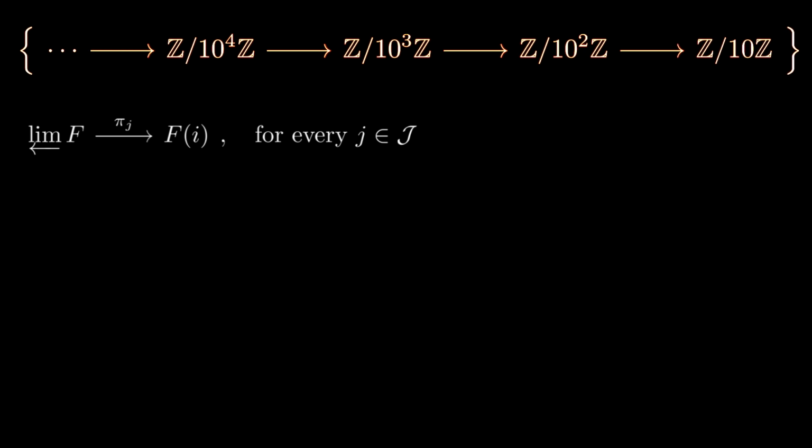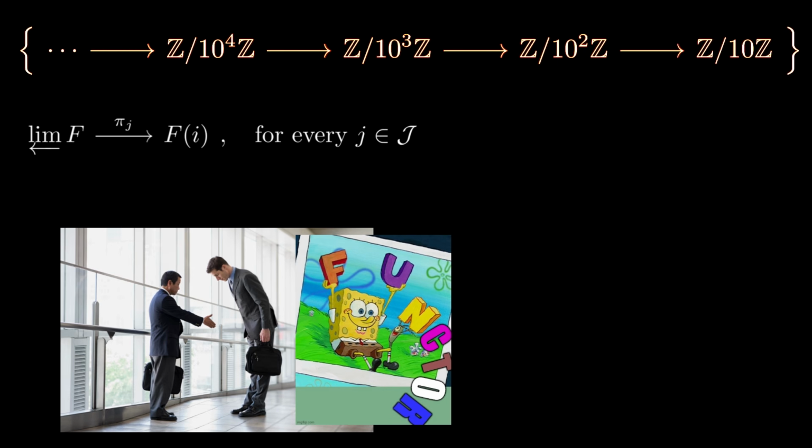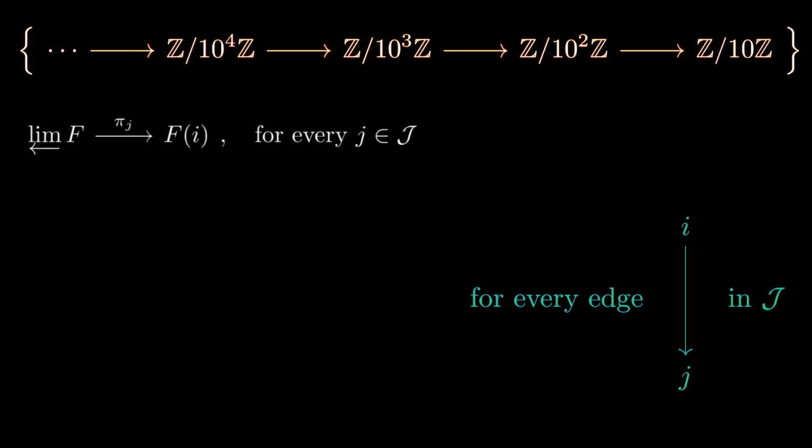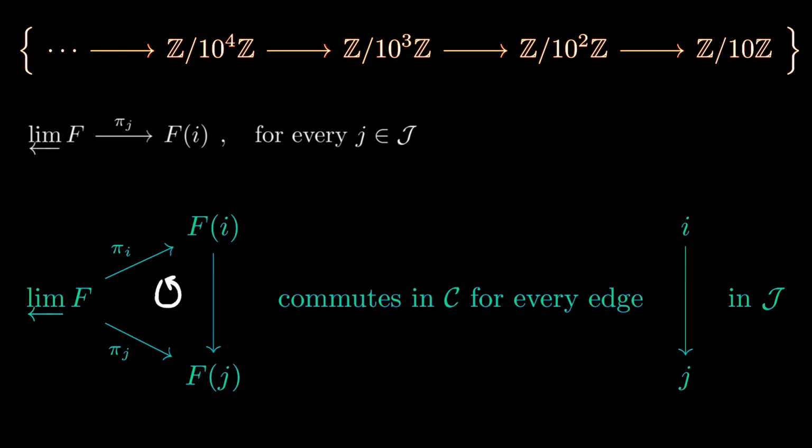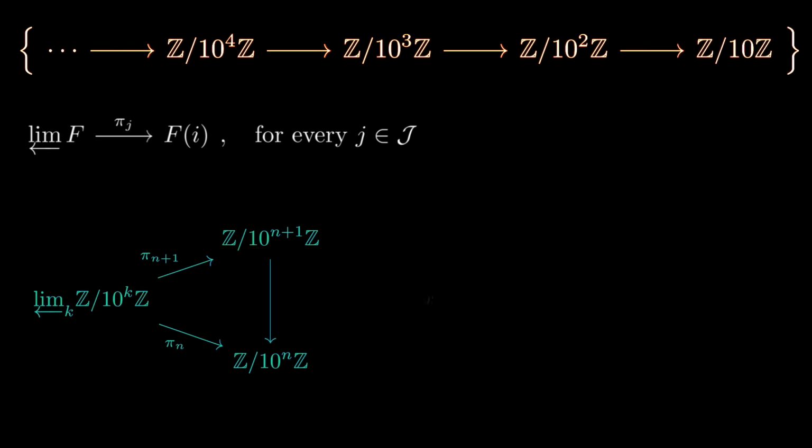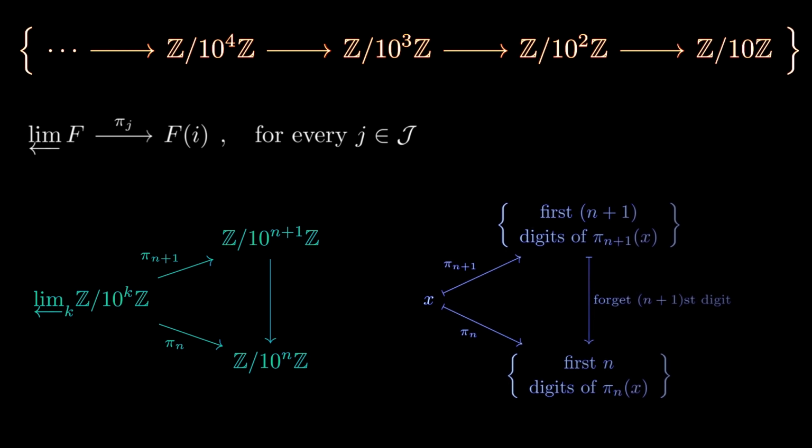Again, not just any collection of projection maps will do. They need to respect the structure of your diagram. For every edge that already exists in our diagram, we can use these projection maps to construct a triangle. The requirement on these projection maps is that these triangles always commute. In my case, this means for every element of the limit, the first n digits of the projection to Z mod 10^(n+1) is the same as the first n digits of the projection to Z mod 10^n. In other words, once I know where it goes in Z mod 10^n, I only have the freedom to select the (n+1)th digit of where it goes in Z mod 10^(n+1).